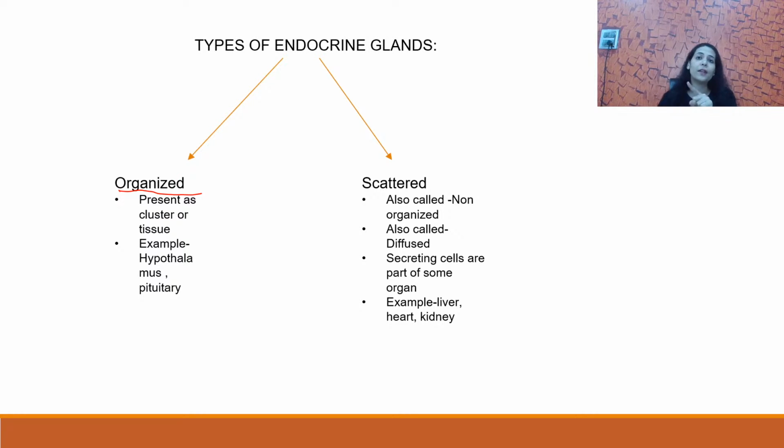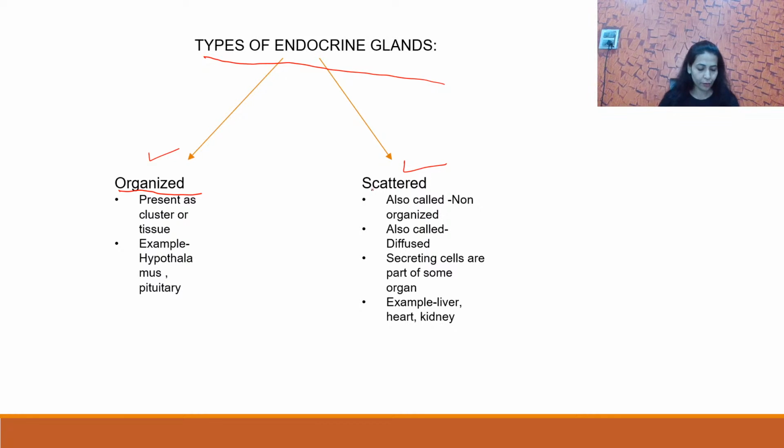But that term organized is not used, described or defined anywhere in the chapter. So that is where the application part comes. They have mentioned the name, but they want you to try to explore it. But I am here to help you out with that. So endocrine glands are of two types. They are organized or they are scattered.